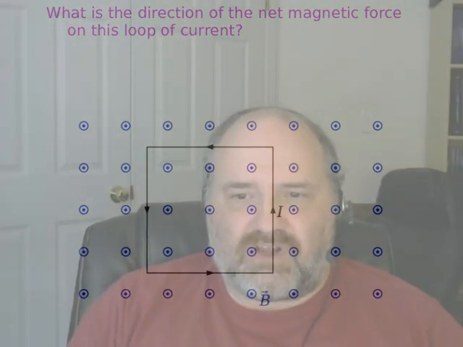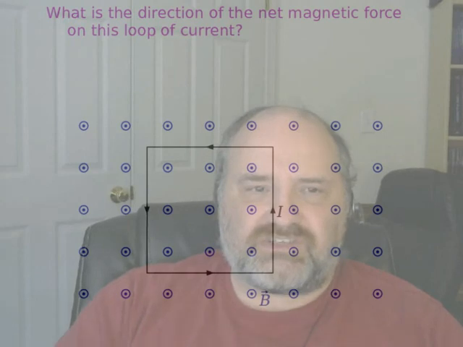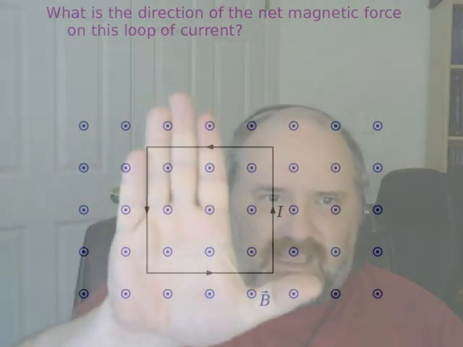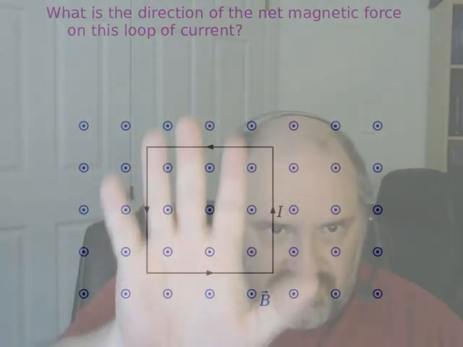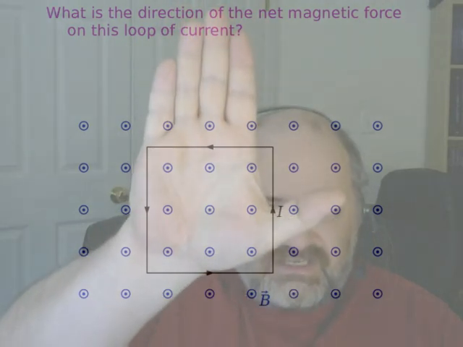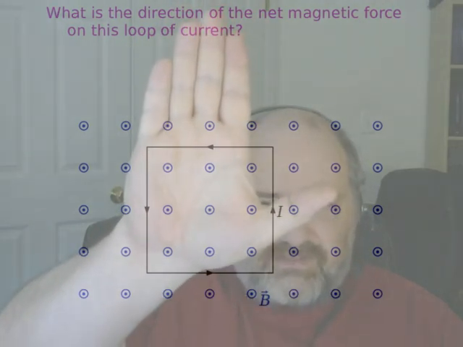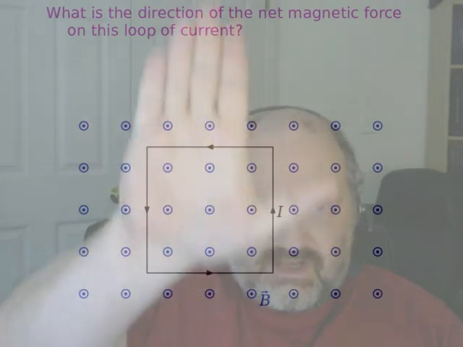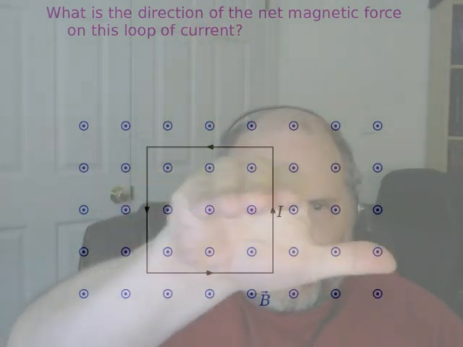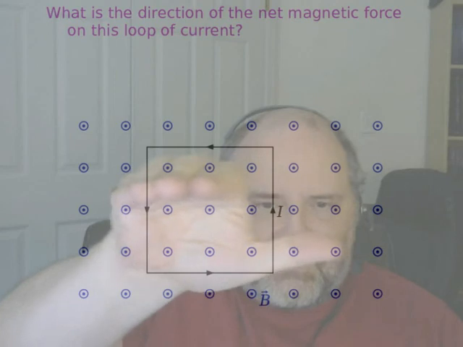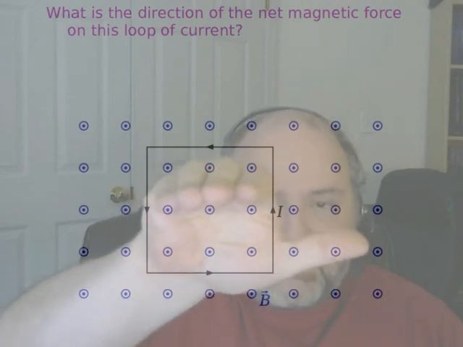On the right leg, you have a current that's moving in the upward direction, so use your right hand. The length of the wire and the direction of the current is along that direction. So I, L, and then we cross it with B, so you orient your hand, I, L cross B, B is out. My thumb is pointing to the right. So the force on the right leg is to the right.